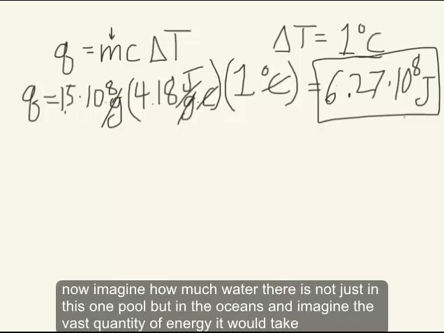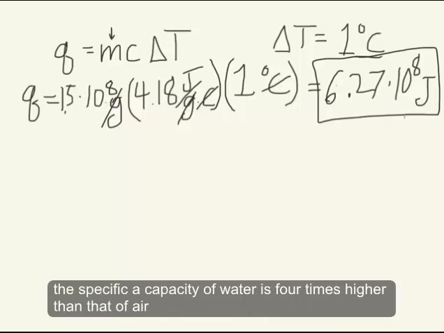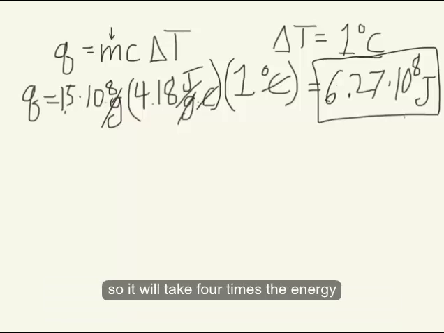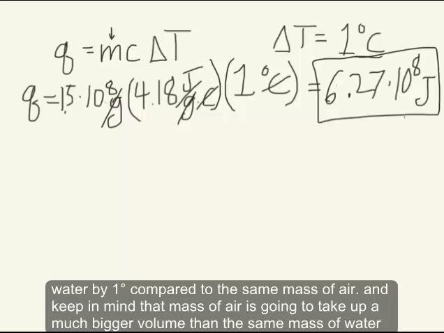Now imagine how much water there is, not just in this one pool, but in all the oceans on Earth. And imagine the vast quantity of energy that it would take to raise the ocean by just 1 degree. The specific heat capacity of water is 4 times higher than that of air. So it will take 4 times the energy to raise water by 1 degree compared to the same mass of air.